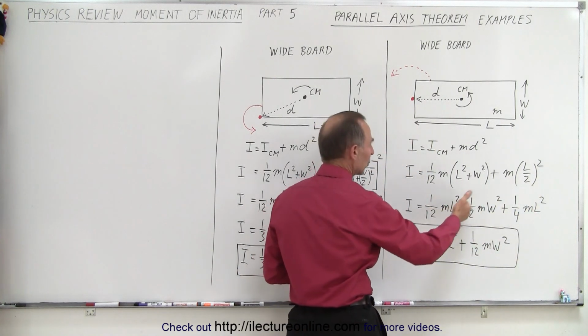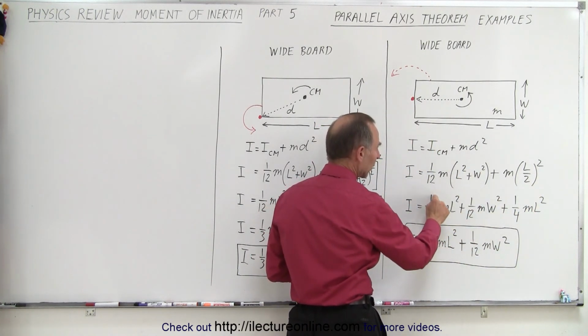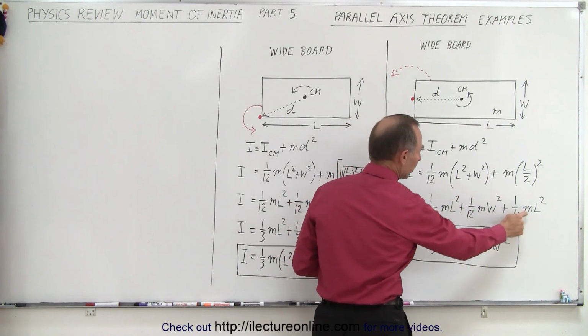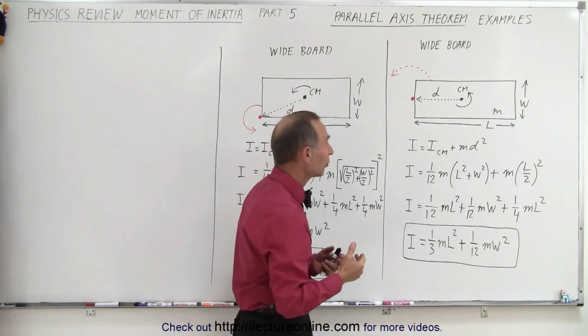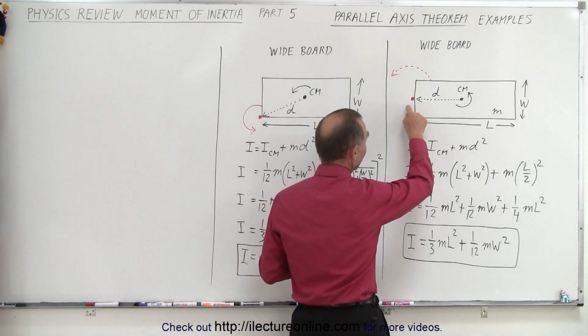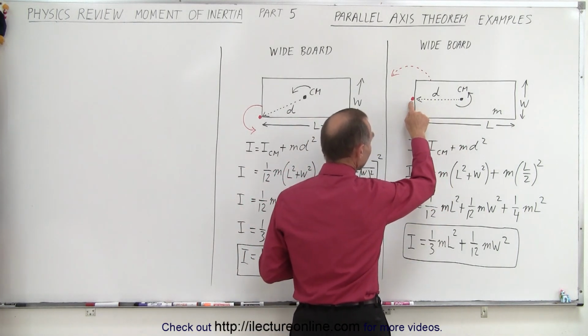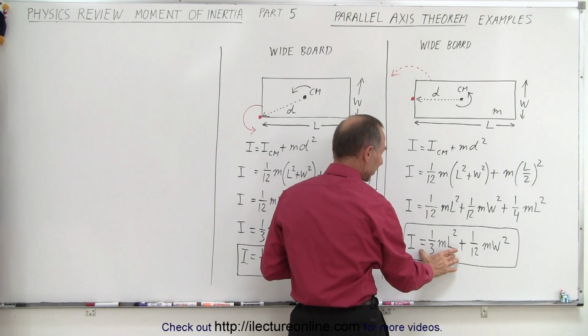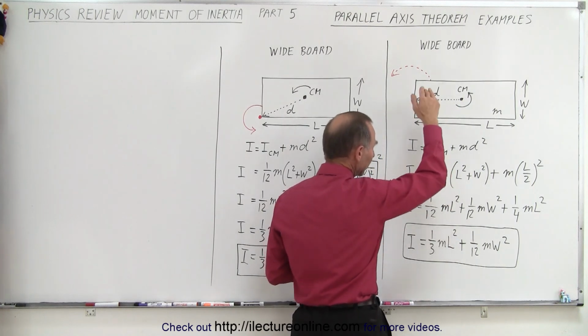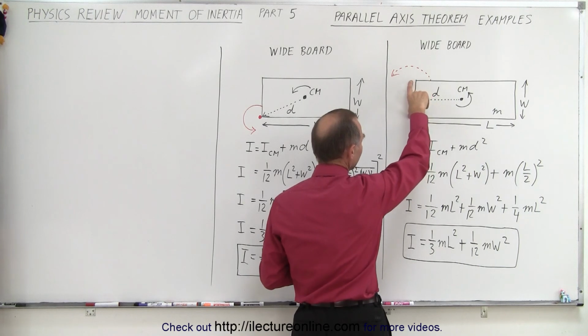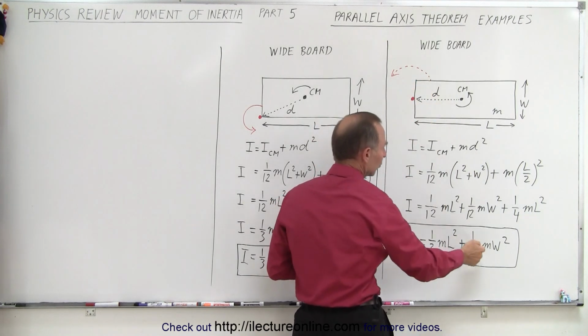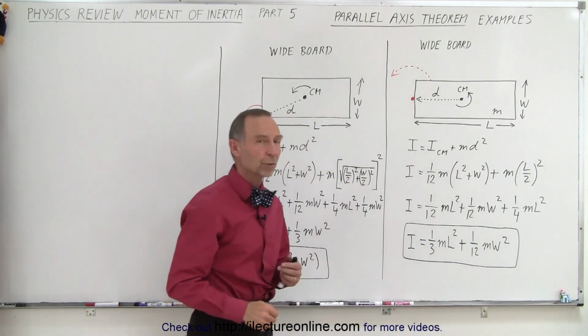We add that to the original. Notice when we add 1/12 mL squared plus 1/4 mL squared, we get 1/3 mL squared, which is the moment of inertia of a thin board that has length L rotating about its end. So we do get that very same expression. And in the other direction, the width direction, we're still at the center of the board, center of mass at least in the width direction. So we still get 1/12 mW squared.